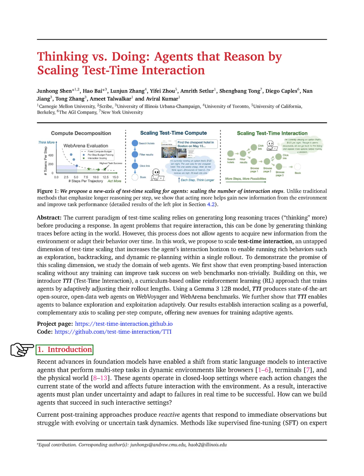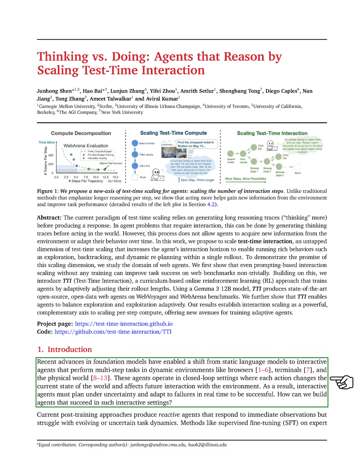Section: Introduction. In this section, we discuss how recent advancements in foundation models have transitioned us from static language models to interactive agents capable of handling multi-step tasks in dynamic environments such as browsers, terminals, and the physical world. These agents function in closed-loop systems, where each action alters the current state and influences future interactions. To thrive in these settings, interactive agents need to plan under uncertainty and adapt to real-time failures.